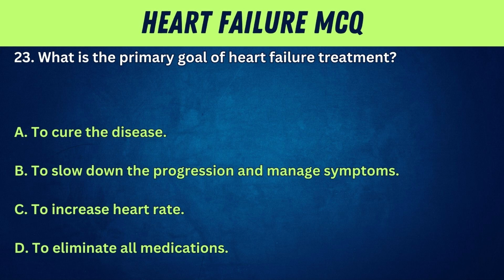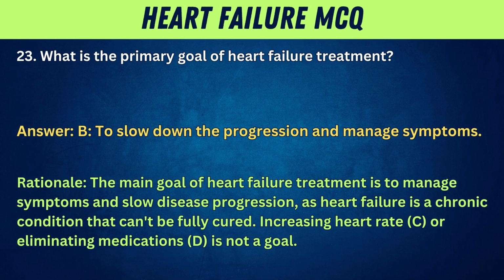C. To increase heart rate. D. To eliminate all medications. Answer: B. To slow down the progression and manage symptoms. Rationale: the main goal of heart failure treatment is to manage symptoms and slow disease progression, as heart failure is a chronic condition that can't be fully cured. Increasing heart rate (C) or eliminating medications (D) is not a goal.